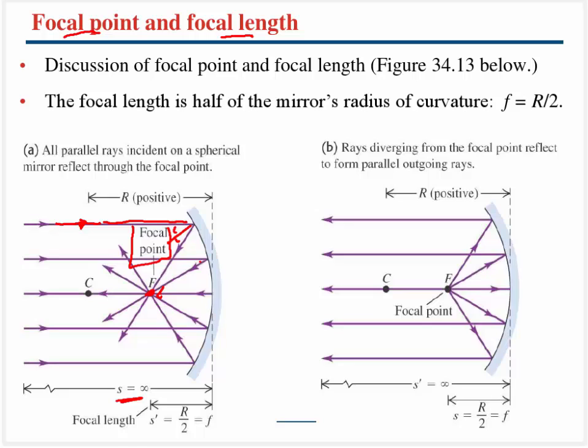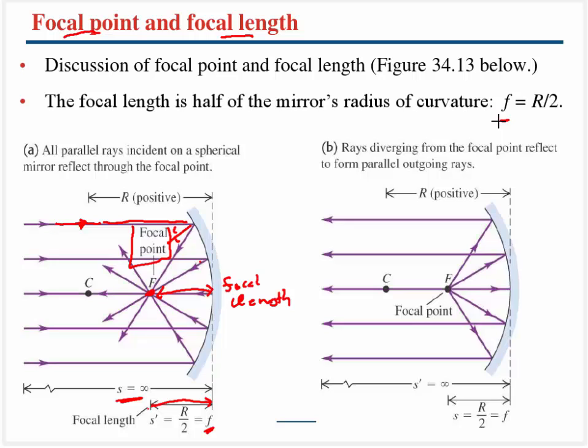The distance from the focal point to the surface of the mirror is going to be called the focal length, which is denoted by a little f, and that's also going to be the image distance. Now we can say that the focal length is going to be related to how curved the mirror is.